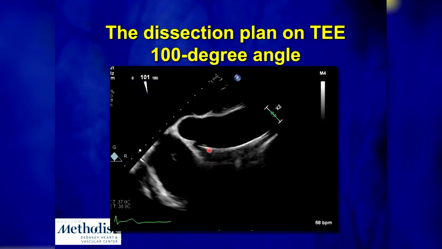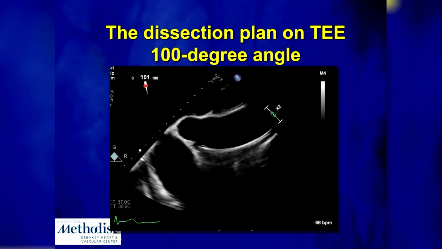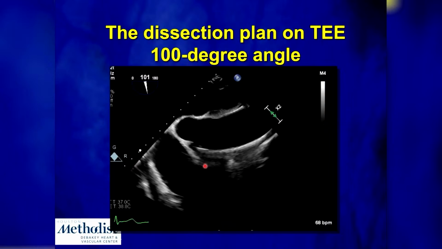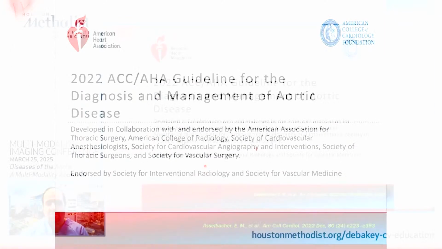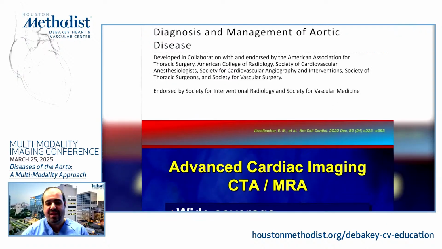When you pull the probe back and you dial down on the Omni down to 100 degrees, you can beautifully visualize the ascending thoracic aorta. Now, most of my talk is going to be based on the 2022 ACC/AHA guidelines that were published.